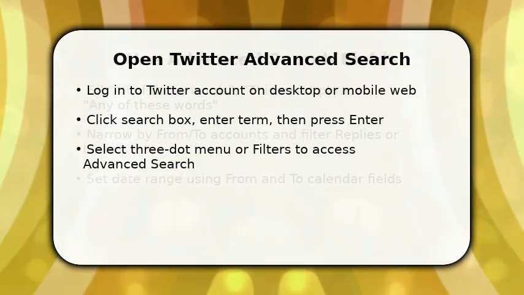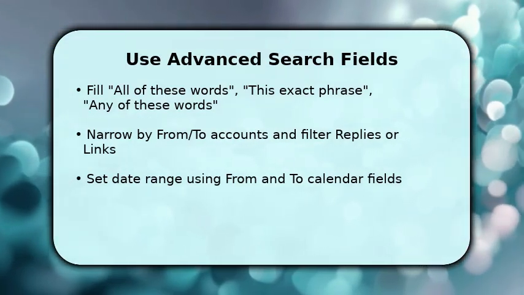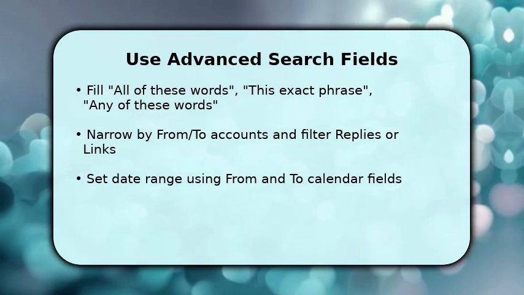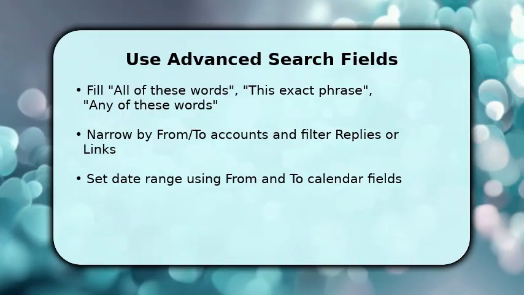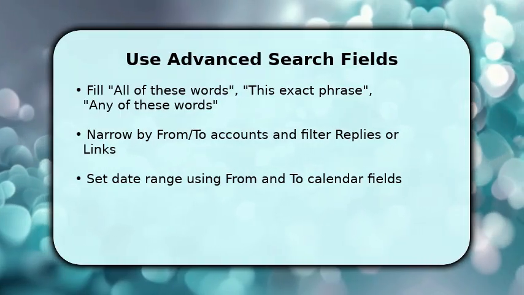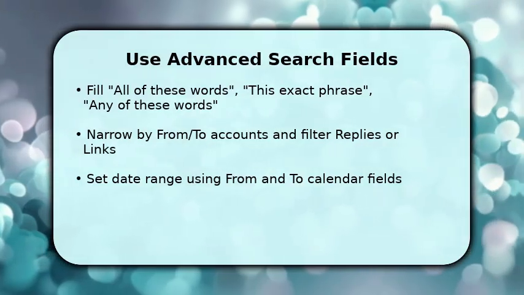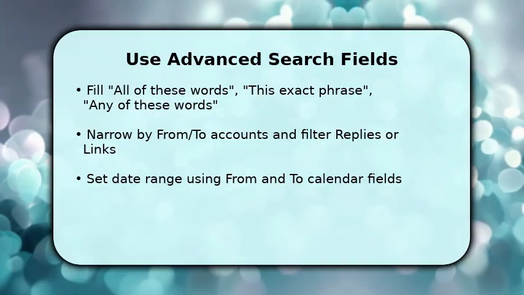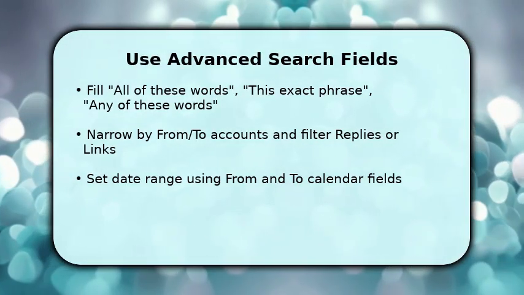Once advanced search is open, focus on the fields that matter most to your query. Enter keywords in all of these words or pin a phrase with this exact phrase. Use any of these words to broaden results. Then narrow by from or to accounts to isolate authors and toggle the replies or links filters to trim noise. Make sure to use the date from and to calendars. Searching a tight range quickly surfaces the tweet you need without scrolling.